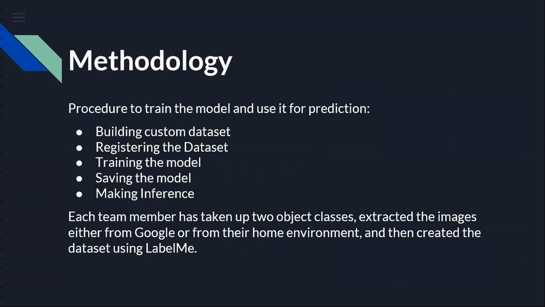Now, moving on to the method we will be using to develop this project. The overall process consists of 5 steps, which are mostly the same to train any machine learning model. Preparing the data, training the data, saving the model, and using that model to make inferences. Here, preparing the data has 2 methods, namely building the custom dataset and registering the dataset, which we will dive in the later part of this tutorial.